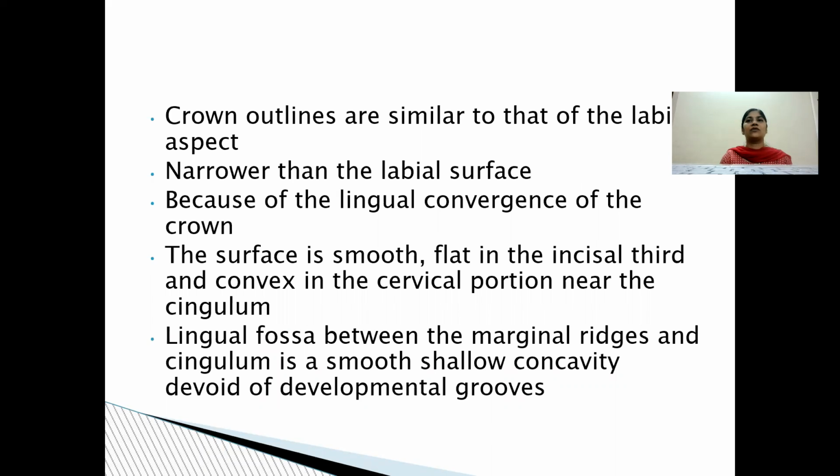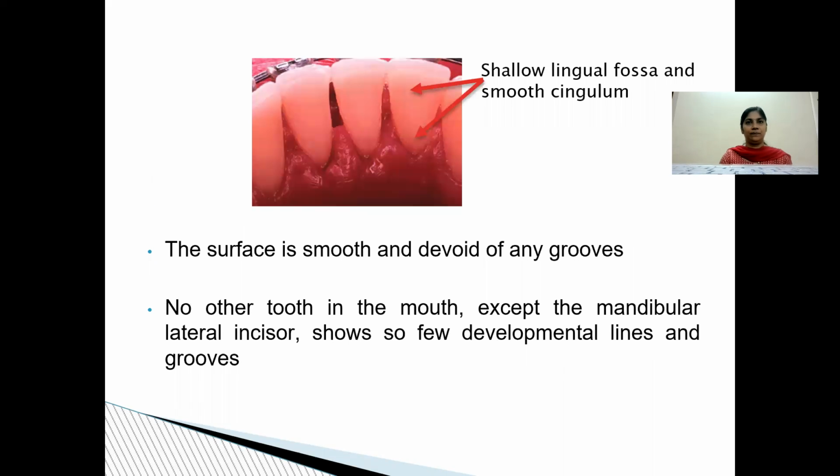Crown outlines are similar to that of the labial aspect, and it is narrower than the labial surface. So it has a wider labial aspect compared to the lingual, since it shows a lingual convergence. So the lingual convergence of both the crown and the root is seen. The surface is smooth and flat in the incisal third and convex at the cervical portion near the cingulum. Lingual fossa between the marginal ridges and the cingulum is a smooth, shallow concavity. It is devoid of developmental grooves.